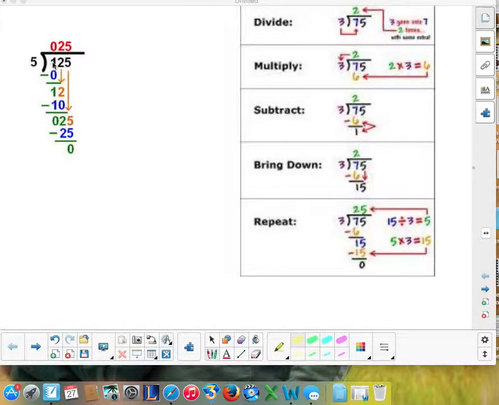So then I'm going to look at the next number, and it's a 12. How many times does 5 go into 12? I could count by 5s: 5, 10. So I know it goes 2 times. I'm going to write my 2 at the top.